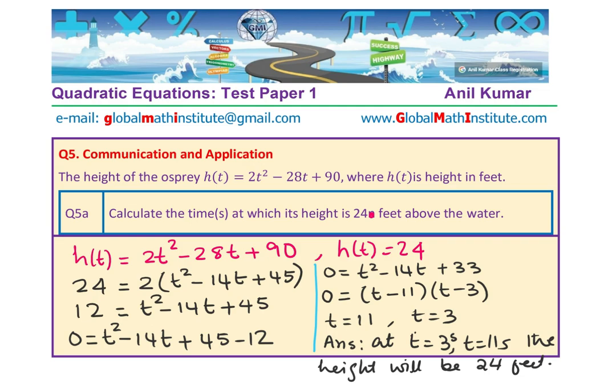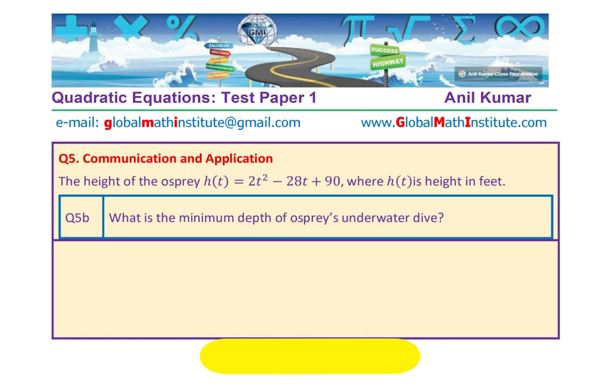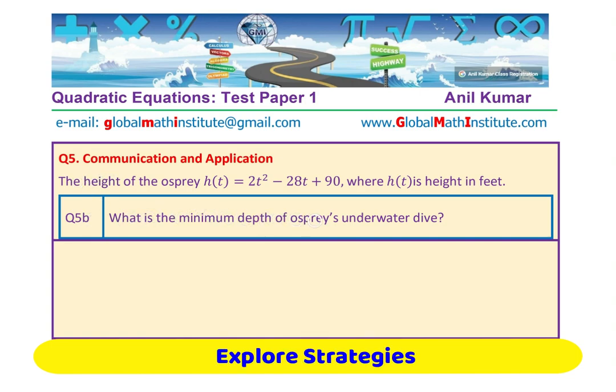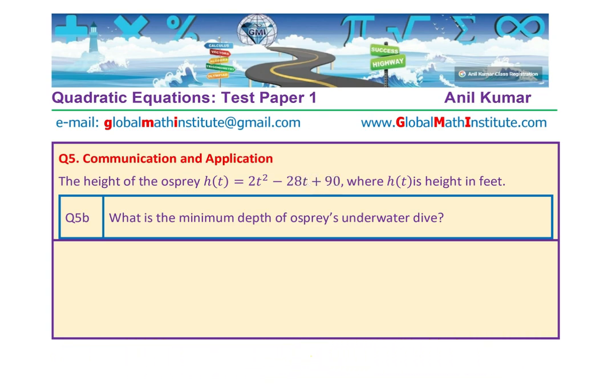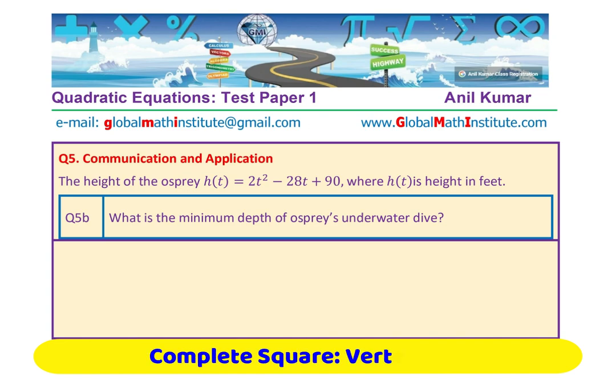Now let's look into part B, where the question is, what is the minimum depth of the osprey underwater? So when it dives, how do we answer this part? Well, there are a couple of ways to do it. What we can do is we can factor this equation, or we can complete the squares. So strictly speaking, we could do it in many different ways. So I'll show you different approaches. So we'll have strategy 1.